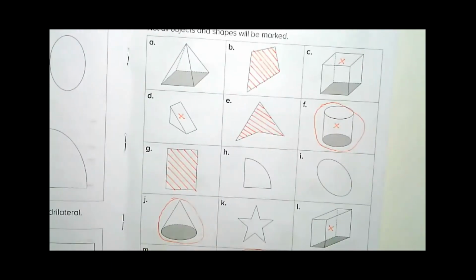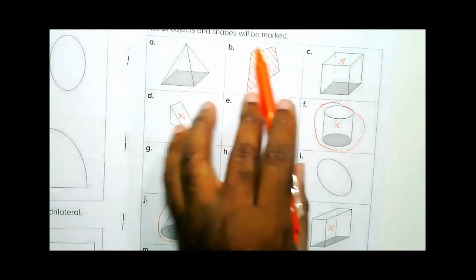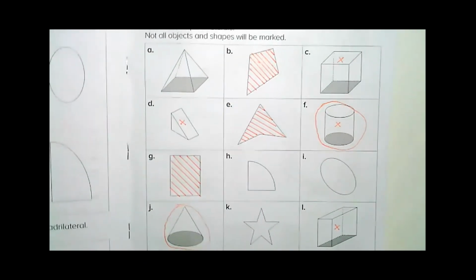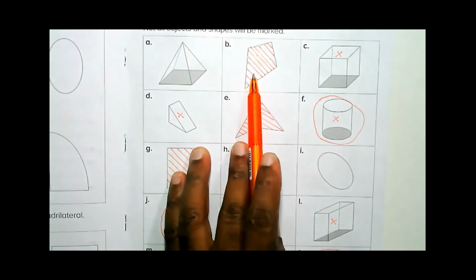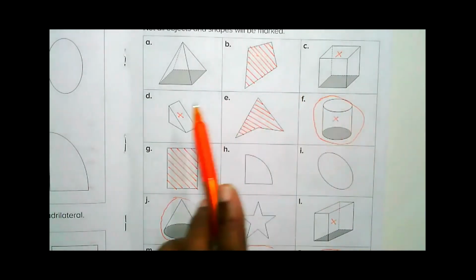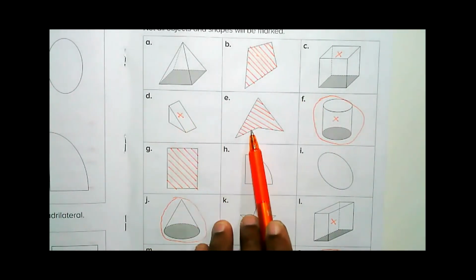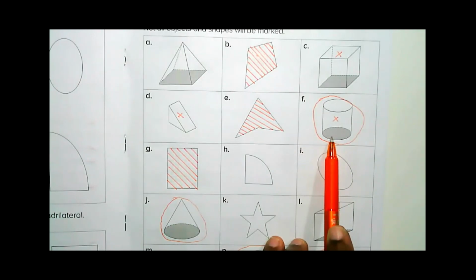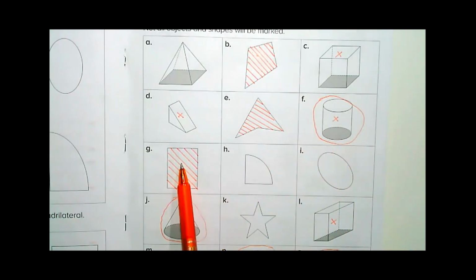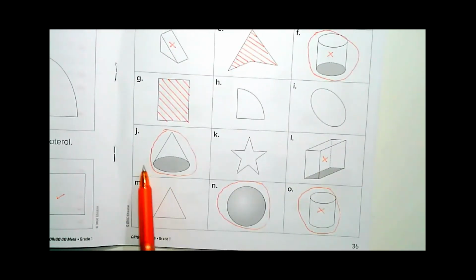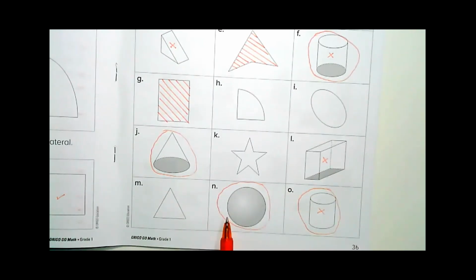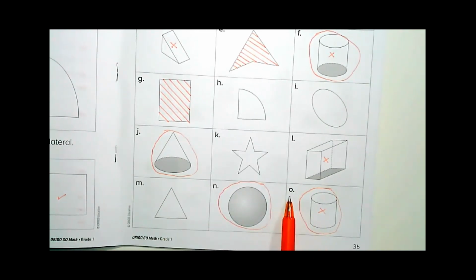Then the last one, not all objects and shapes will be marked. So these are the objects that we have to work with. Color part B, mark X on C, mark X on D, color part E, circle and mark X on part F, color part G, circle part J, mark X on part L, circle part N, circle and mark X on part O.